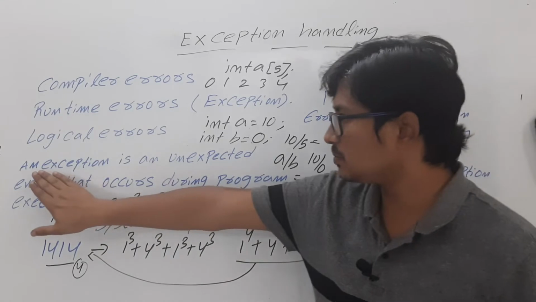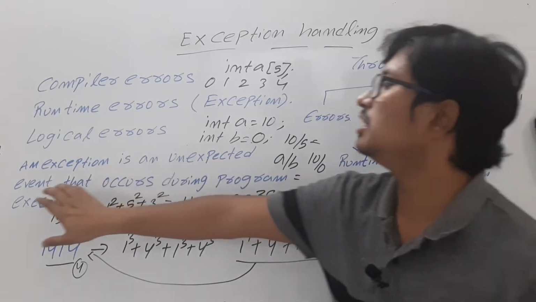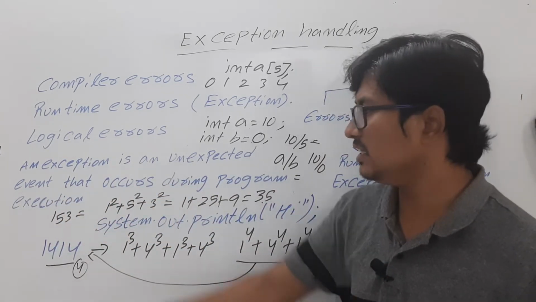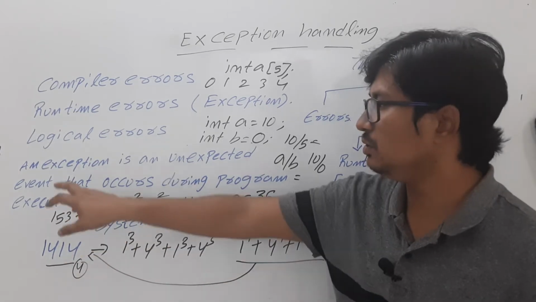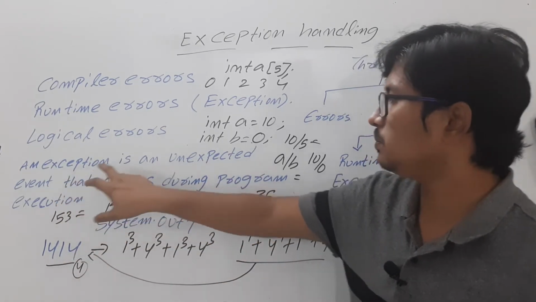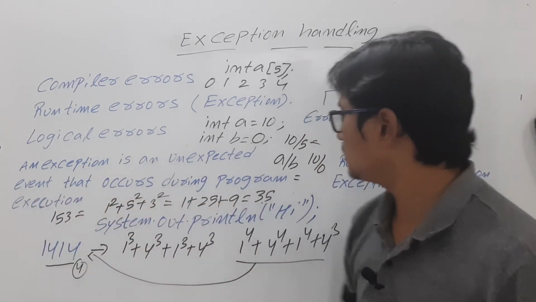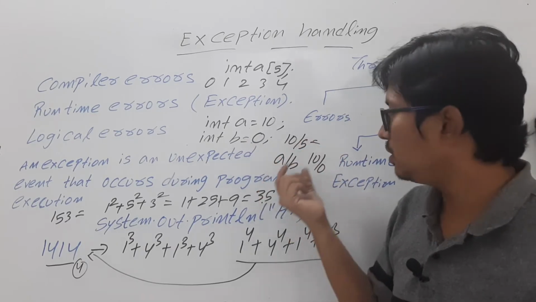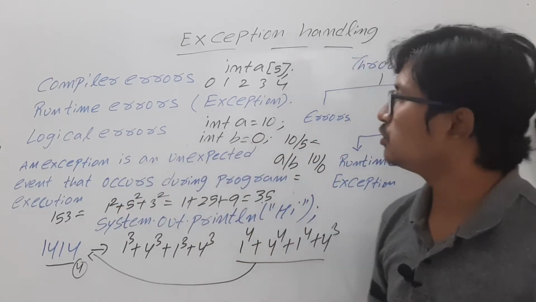So what is an exception? An exception is an unexpected event that occurs during program execution and disturbs the flow of the program execution. So again, an exception is an unexpected event. It is not expected. Is it clear? We did not assume that B value will become 0, and when you are performing A by B, it became an issue for you.